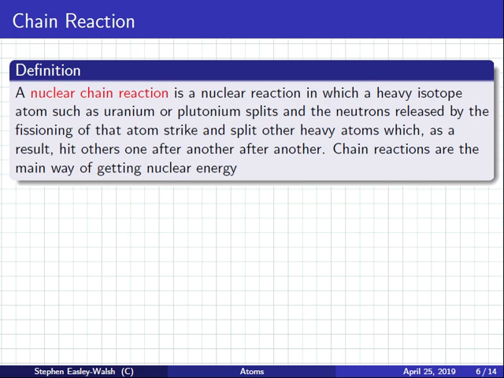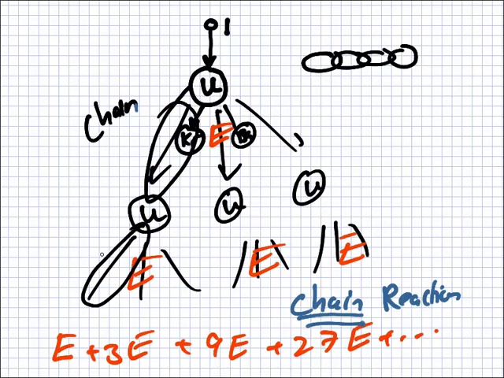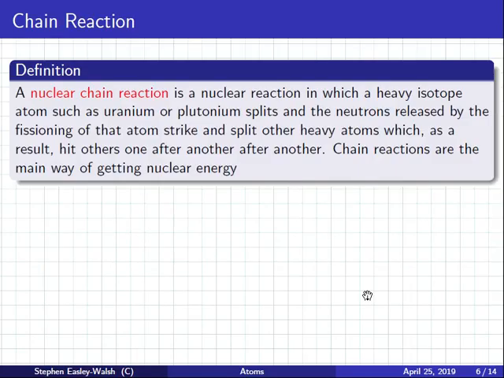Okay. So the energy is the same each time, each one would be the same, but you can see it adds together. So you have three of them now, and then 9, and then 27. So it very quickly gets very big.